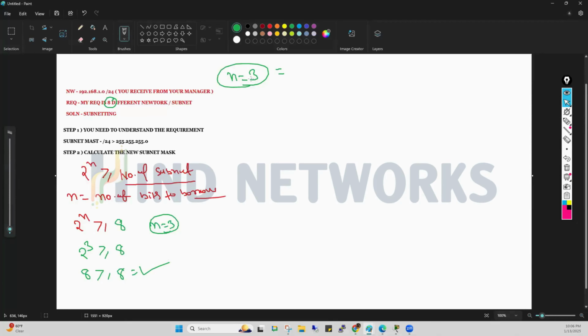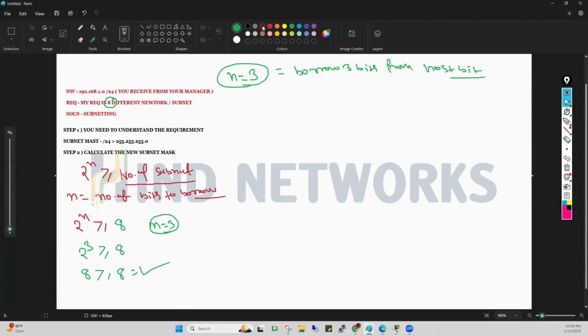This 3 is telling you to borrow 3 bits from the host bits. This is the meaning of this line. N is equal to 3. It means you have to borrow 3 bits from the host portion. Clear? Everyone? Now see.